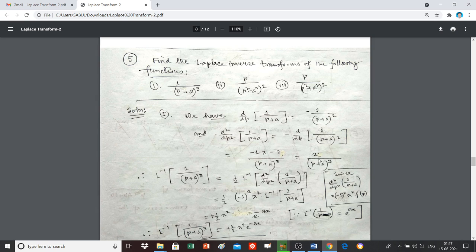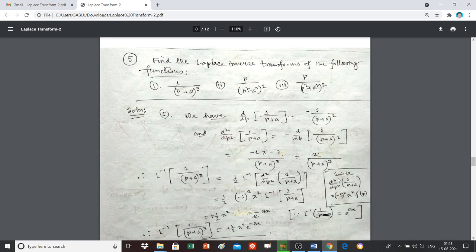because you know that 2/(p+a)³ is equal to d²/dp² (1/(p+a)). So from here, 1/(p+a)³ is equal to half d²/dp² (1/(p+a)). Okay, and therefore the inverse Laplace transform of 1/(p+a)³ is equal to half, then L inverse of d²/dp² (1/(p+a)).